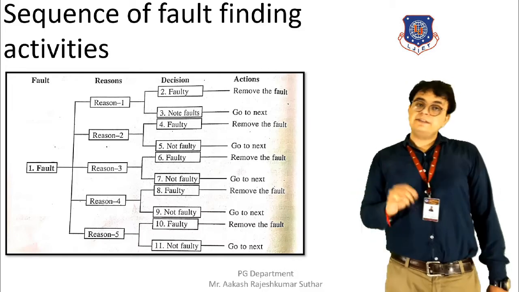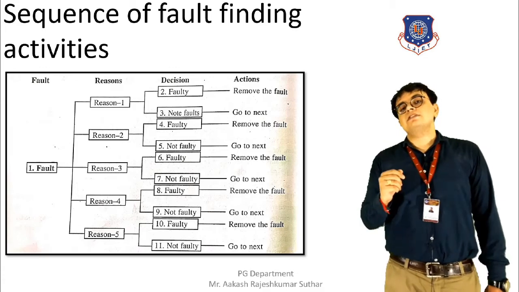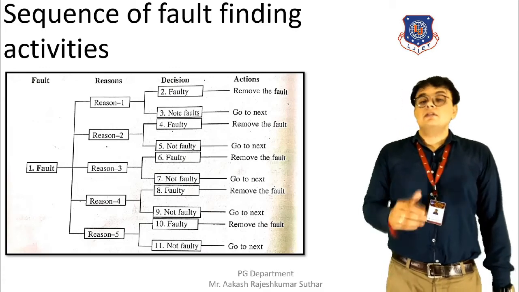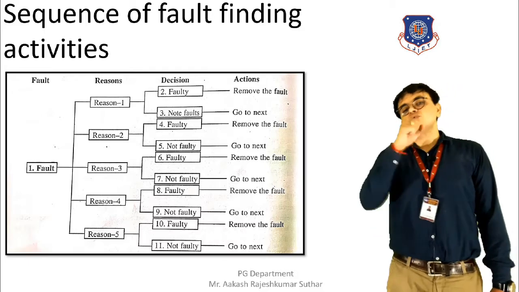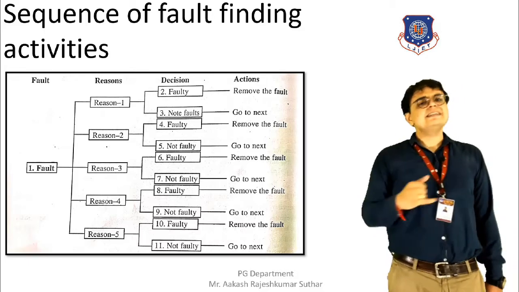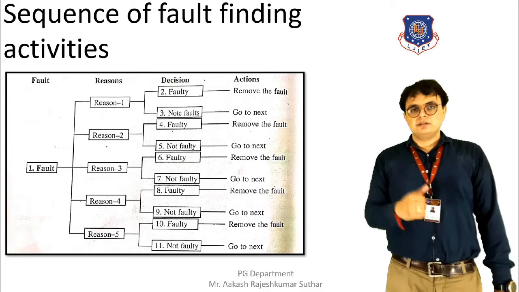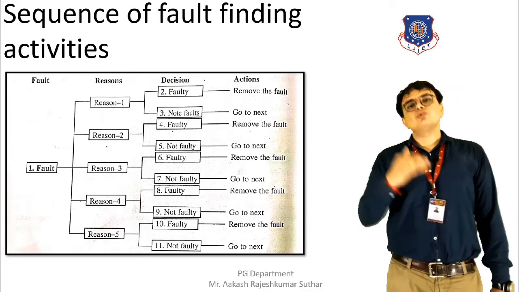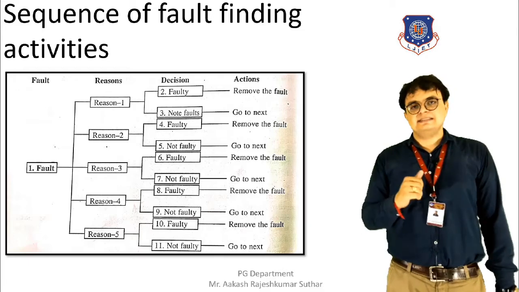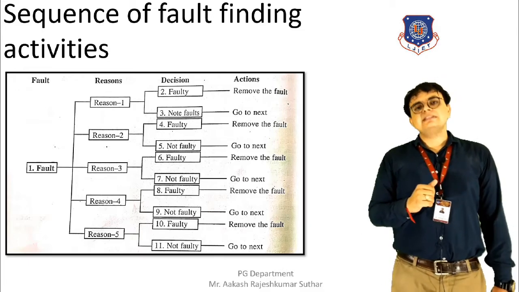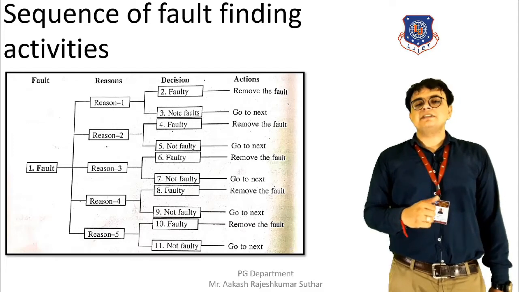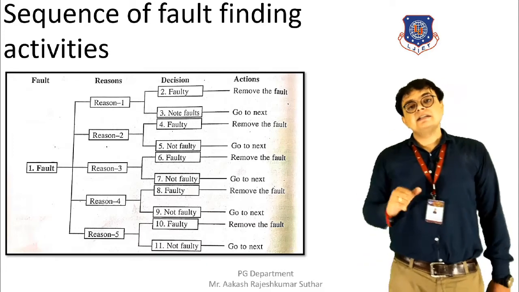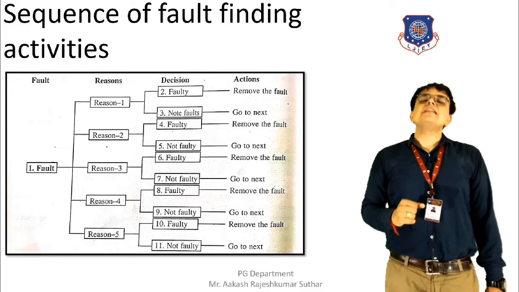But if reason number 5 is not causing the fault, then in the decision we should write that it is not faulty, and in the action it should be such that go to the next reason. So this is how the general sequence of fault finding activities is done, and in this way the decision tree diagrams are prepared.